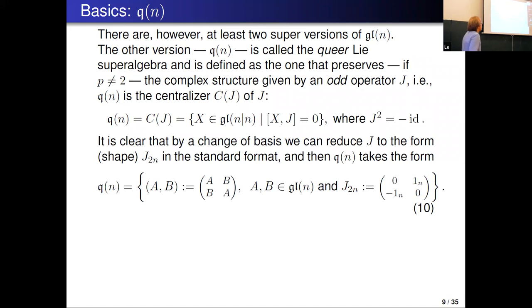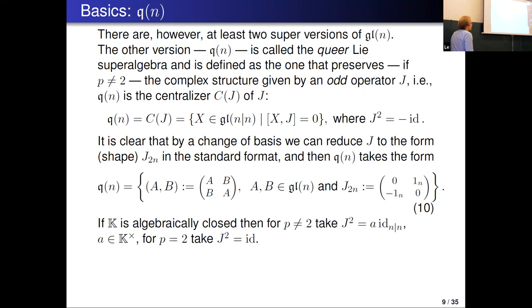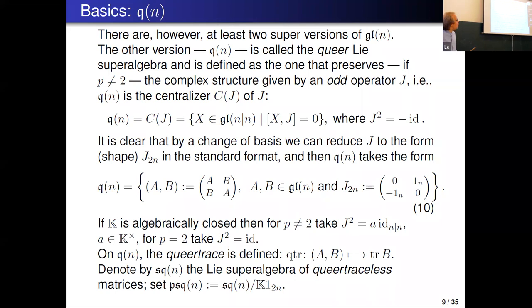What is interesting about that? You can describe it in the following manner. If you choose your operator J in this standard form, again, characteristic is not two, this guy squares to minus one. On this algebra, we have a very nice trace, called the queer trace, which is just the trace of B. Note that while the supertrace is even, this one is odd, because it takes elements from the odd part and sends them to the base field. It's an odd linear map, and the trace is identically defined.